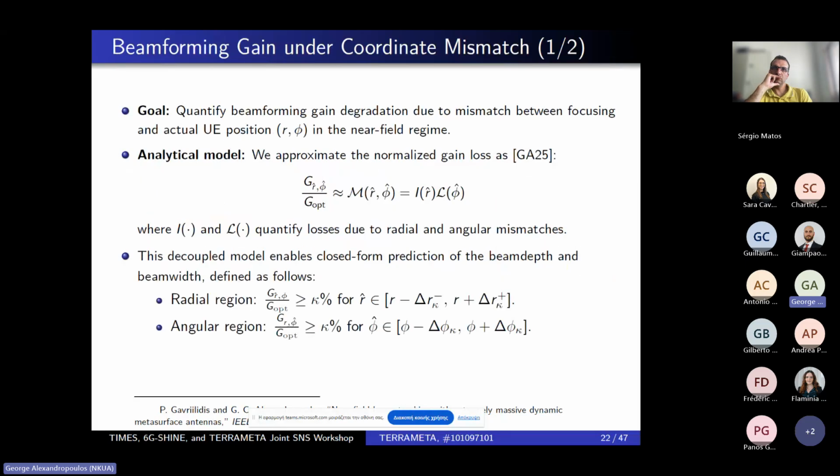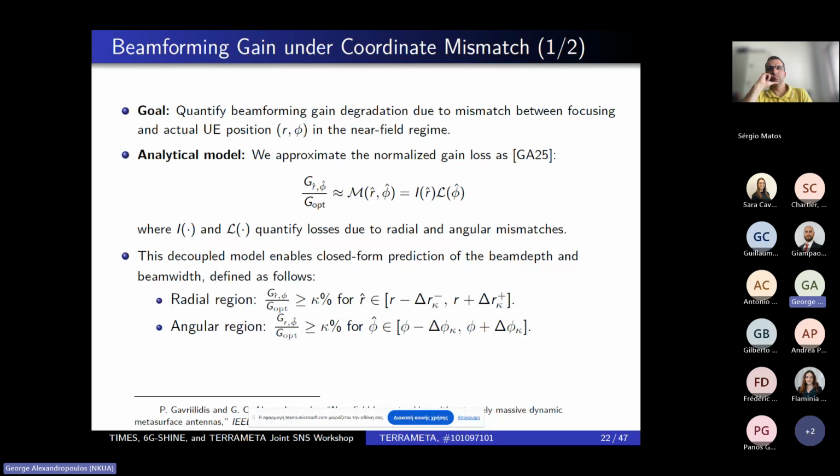Now, going into the mathematical analysis, the goal is to quantify the beamforming gain degradation due to the mismatch between the focusing and the actual position of the UE in the near field regime. For doing that, we have approximated the normalized gain loss, which is defined as the expression that you see here. G_opt is the optimum beamforming gain for the specific position, and G(R̂, φ̂) is the gain that we can achieve by doing the specific beam focusing.